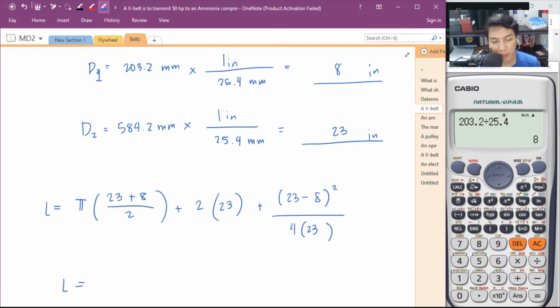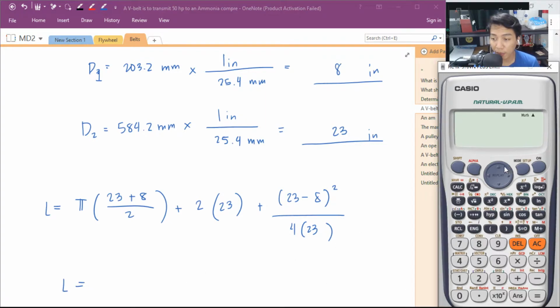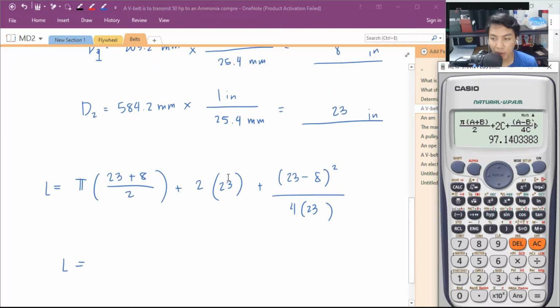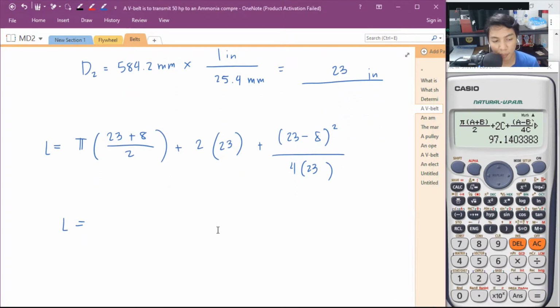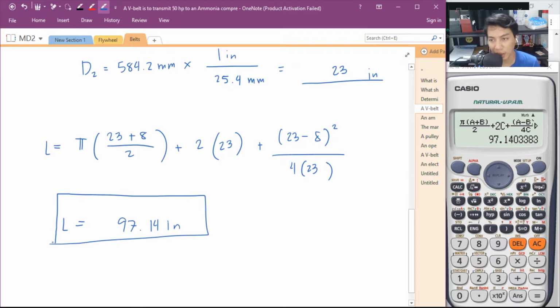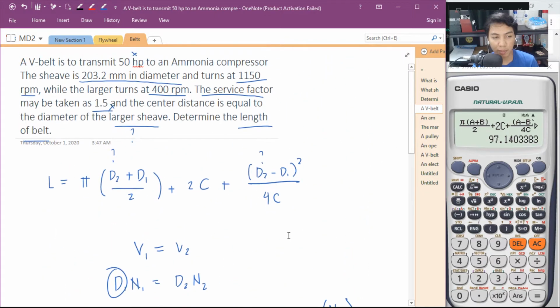The length of the belt is, yung kanina. Paano ginawa natin kanina? Ayan, di ba? Equal mo lang. Okay? Tapos calc. A is 23. Tapos yung isa, 8. Tapos 23. The answer will be 97.14 inches. That is very basic pa. Okay? That is for problem number 4.